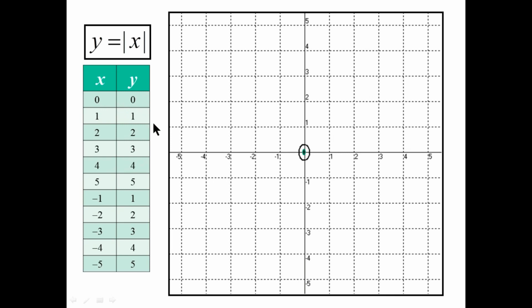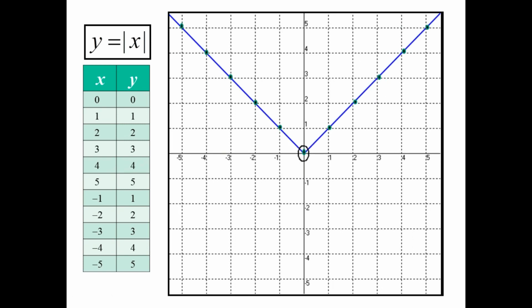And so graphing these, those are the points. That's the graph. It's the graph of y equals the absolute value of x. Notice it looks like a big V.